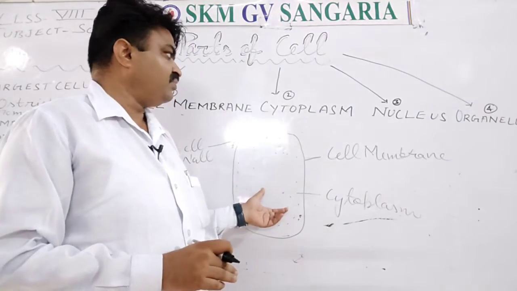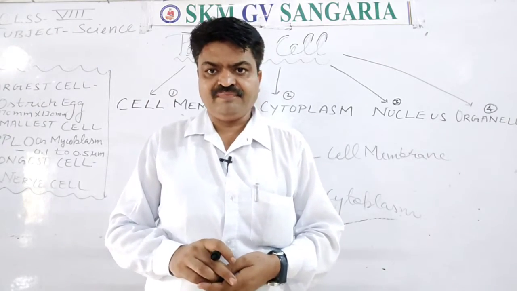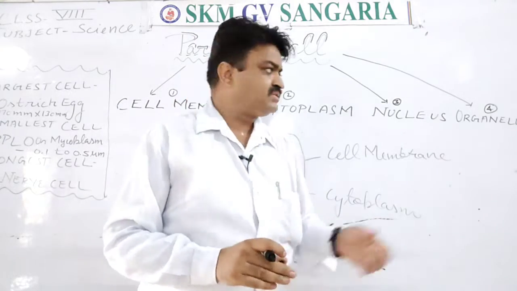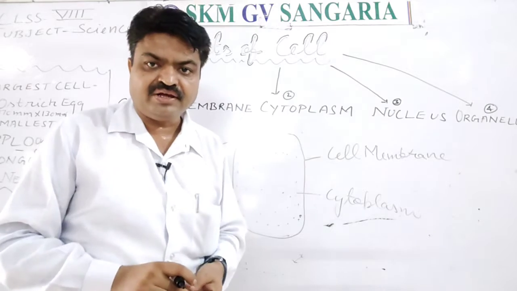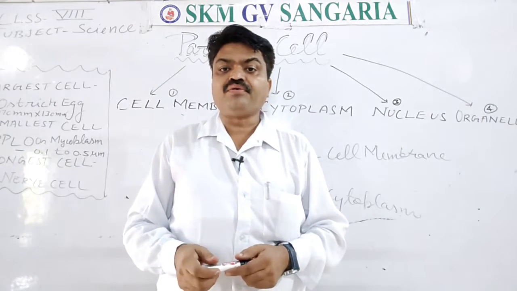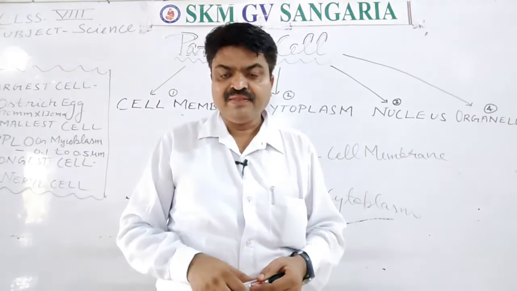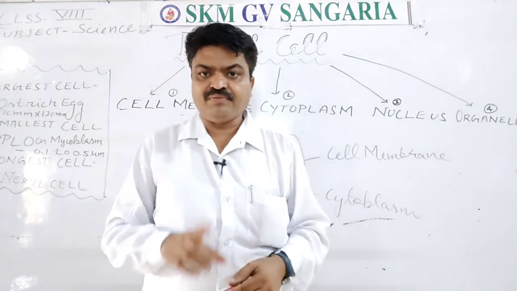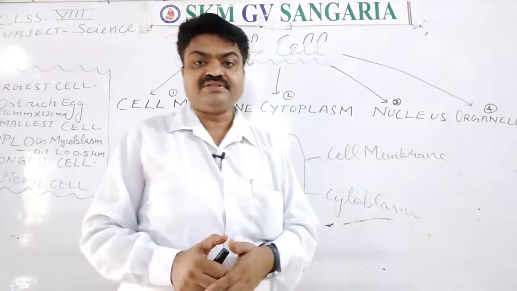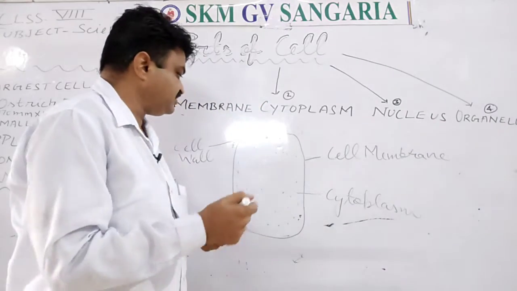Now we come to the next important part of the cell, students, and it is the control center of the cell. This control center is known as the nucleus, and it was discovered by Robert Brown, students. The cell was discovered by Robert Hooke, but the cell nucleus was discovered by Robert Brown. So this part.